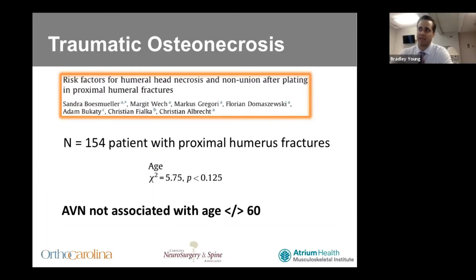But a more generalizable study to our topic can be found here. So this retrospective review of 154 proximal humerus fractures had similar rates of AVN in patients older and younger than 60. This does provide evidence that younger adults than 60 are not immune to this potential outcome.